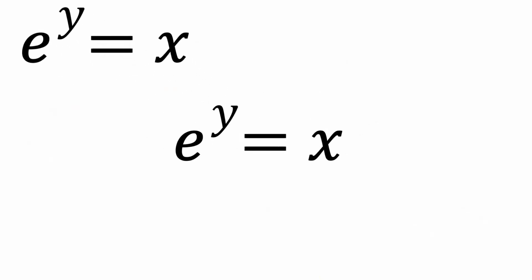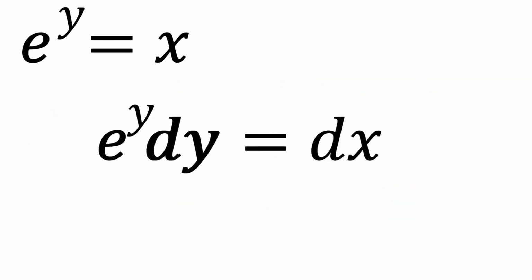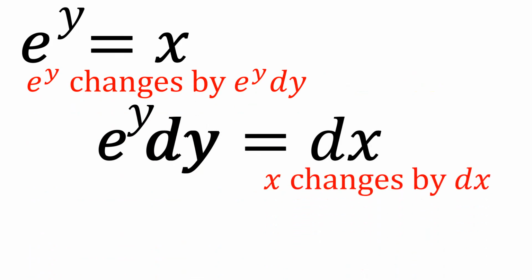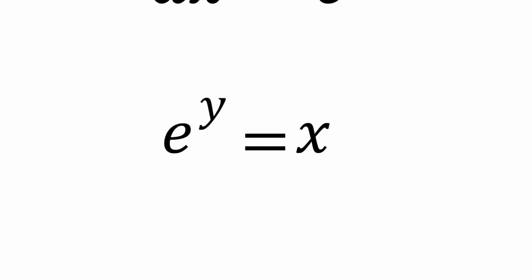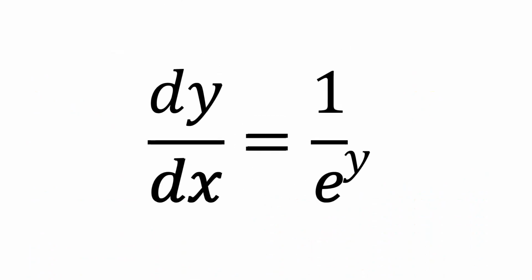We are now going to take the differential of both sides, which means we are calculating the change in e to the power of y and x. e to the power of y changes by e to the power of y dy, while x changes by dx. So dy over dx equals 1 over e to the power of y. And what was e to the power of y? It was x. So it is equal to 1 over x.